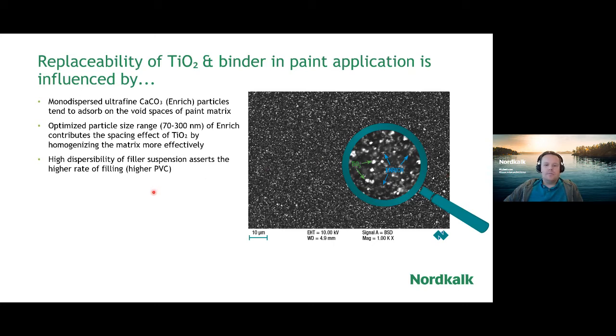And as it has high dispersibility, it means that you can fill the matrix more, you can have higher PVC without losing the properties, without losing the gloss, without losing wet scrub resistance, and so on. So it means that you can push the limits with the product a little bit and get more out of titanium dioxide.